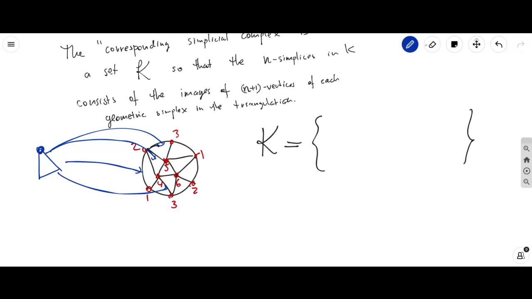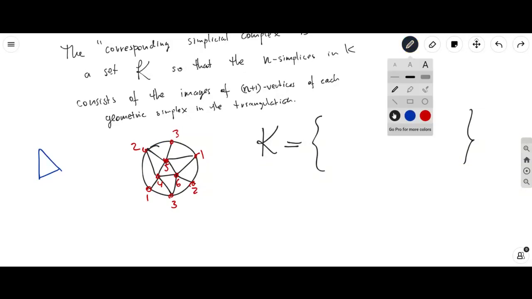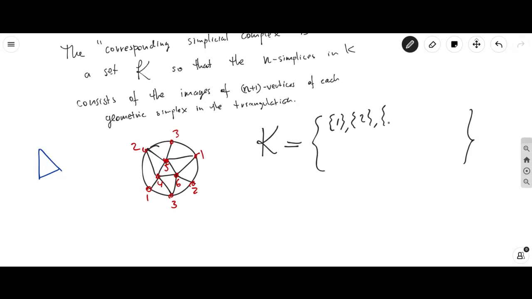So this vertex might be mapped to 2. Then that vertex might be mapped to 1. That vertex might be mapped to 4. It might be mapped to 5. And then you do it with a different vertex, and you look at the images. This one might be mapped to 3. This one, under the other map, maybe it's mapped to 6, and so on. So if you write out the images of all of the vertices, those are the zero simplices, because these are supposed to be of combinatorial dimension 0.